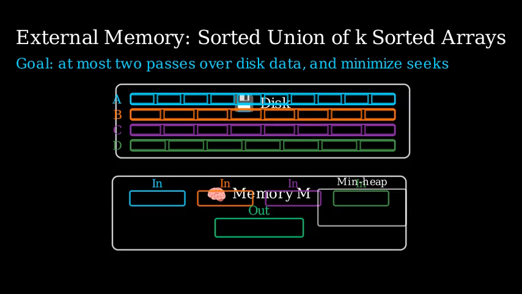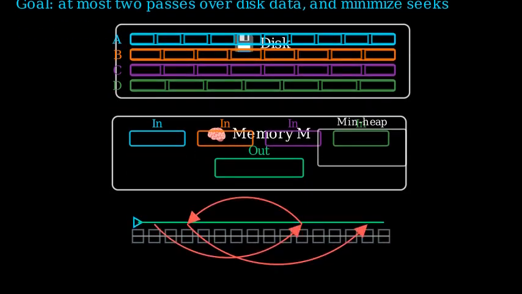We want mostly sequential reads and writes. A sequential scan is smooth and fast. A random access seek jumps far and costs latency. We minimize jumps and prefer streaming.